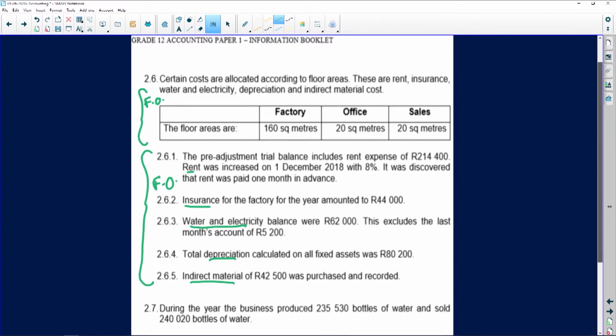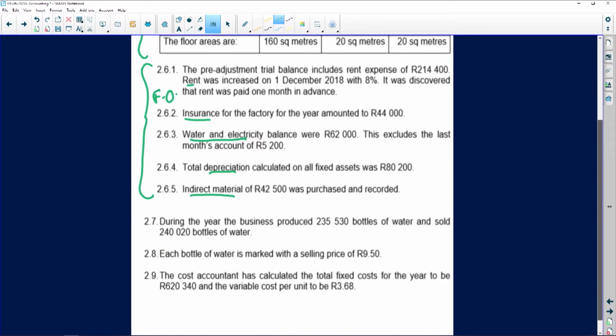Okay, right. And then finally, the last bits of information given to me is during the year the business produced, so the number of bottles of water produced, and the number that was sold is given to me. Then they're also giving me that each bottle of water is marked with a selling price of 9 Rand 50. And then the cost accountant calculated total fixed costs for the year to be, so there's that total fixed cost, and then variable cost per unit is also given to me. So as you can see, the information is slightly different. Okay, right, so let's get started with the question.